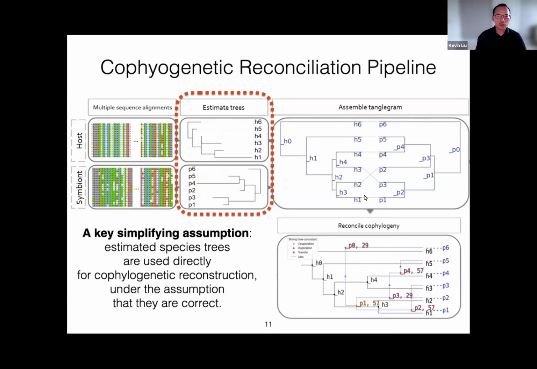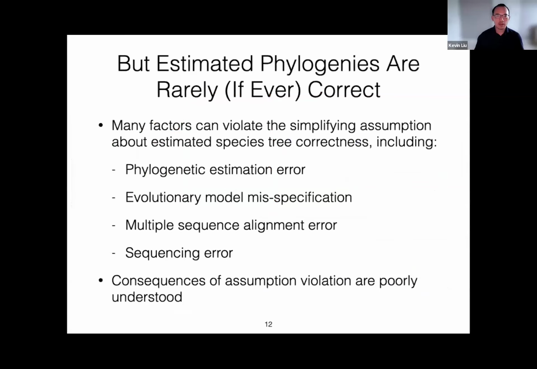And so when you're doing this, it can be the case that upstream estimation error can propagate throughout the pipeline. And so in particular here in this stage of tree estimation, it's well understood that this is not a perfect process. There's lots of different opportunities for error to creep in. And so the question that we looked at was, to what extent does this impact downstream cophylogenetic reconstruction, this issue about upstream tree reconstruction quality?